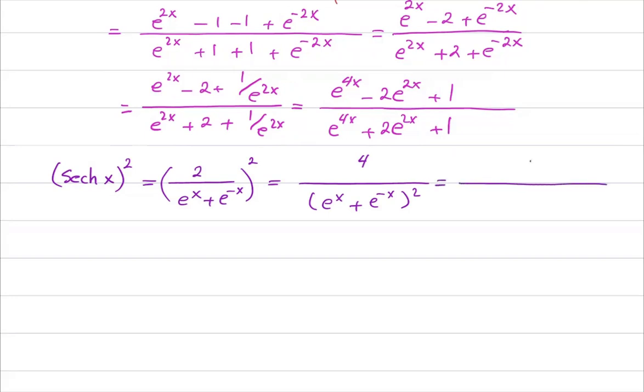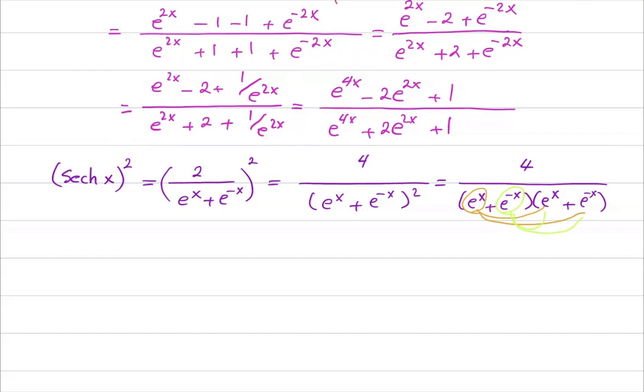Let's do the algebra. You have a 4, you have e to the x plus e to the power minus x times e to the x plus e to the power minus x. Do the algebra as usual. Distribute e to the x into parentheses. Distribute e to the power minus x into parentheses.